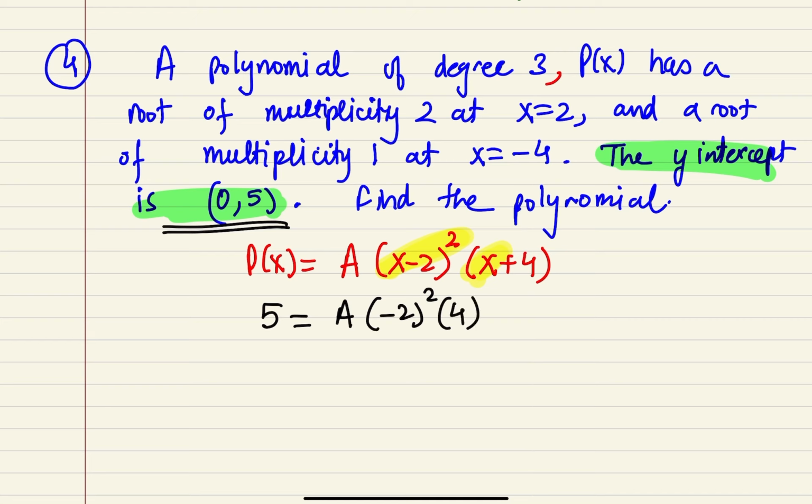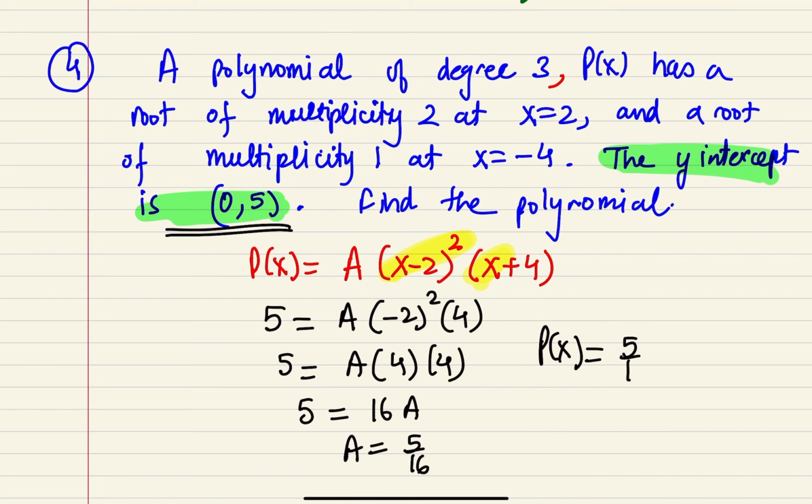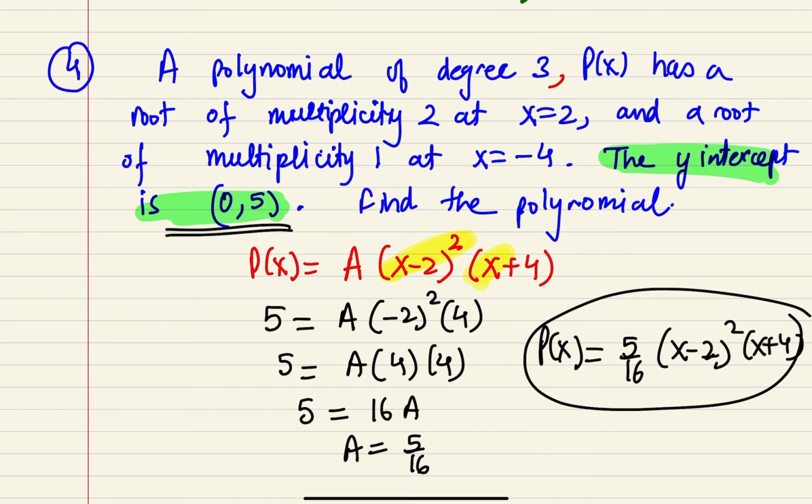0 minus 2 is negative 2. Negative 2 squared times 0 plus 4 is 4. So 5 equals negative 2 squared, which is actually going to be positive 4, so that's going to be 5 equals 16a. A turns out to be 5 over 16. So now we actually do have the polynomial we were looking for. We're going to replace a by the value of a we just found: 5 over 16 times x minus 2 squared times x plus 4. So this is the polynomial where the y-intercept is going to be 5, or 0, 5.